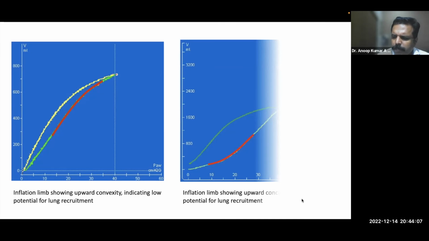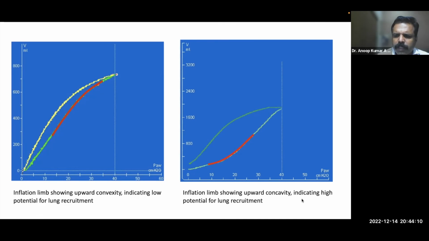Or we have a constant inflation method where you keep a constant pressure of say 40 pressure control for 40 seconds, then see whether the compliance is improving. Then you gradually reduce the PEEP and keep it at an optimal PEEP.